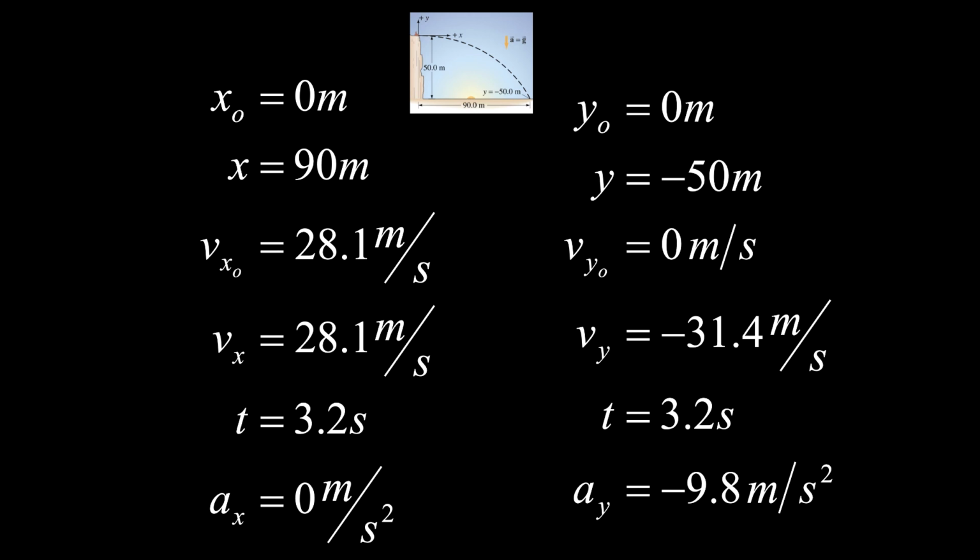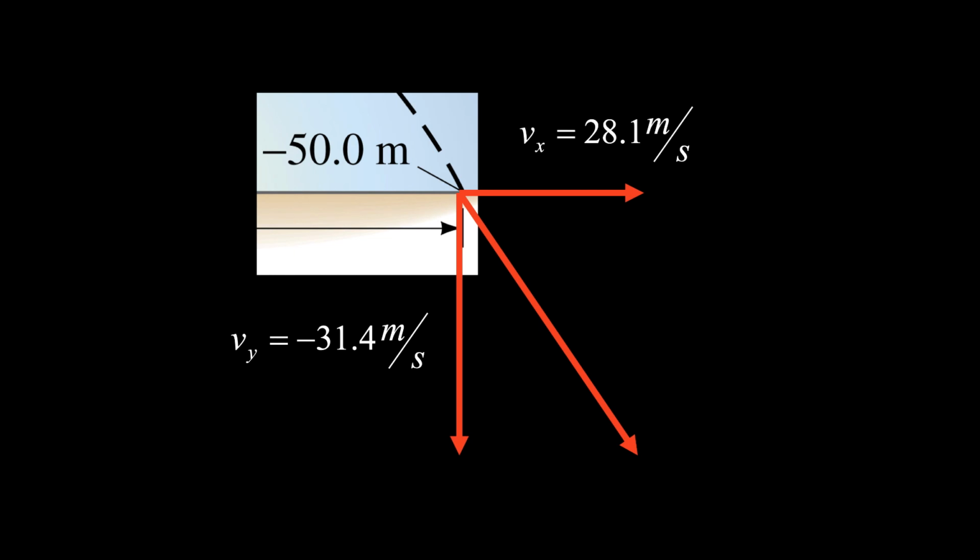Because my motion is two-dimensional, I solve it by taking the two-dimensional motion and breaking it up into two one-dimensional parts. When I get to the end of the problem, I've got to put it back together again. Here I am zoomed in on the final location. This is where it hits the ground. When it hits the ground, it has a horizontal velocity of 28.1 meters per second, a vertical velocity of negative 31.4 meters per second.